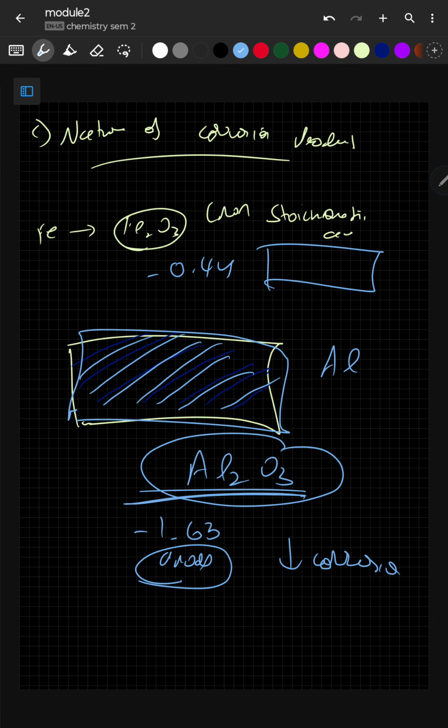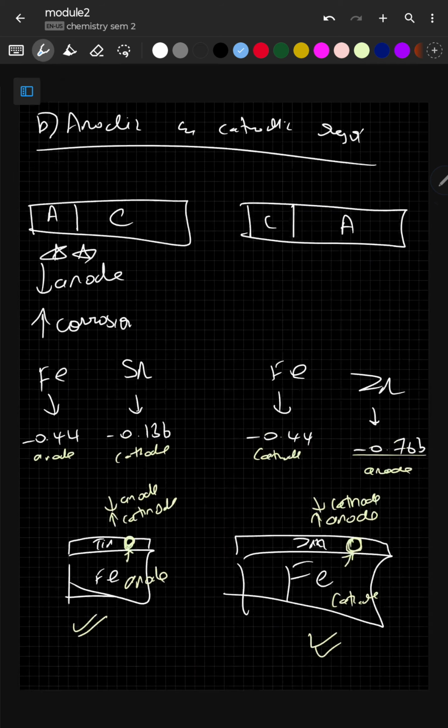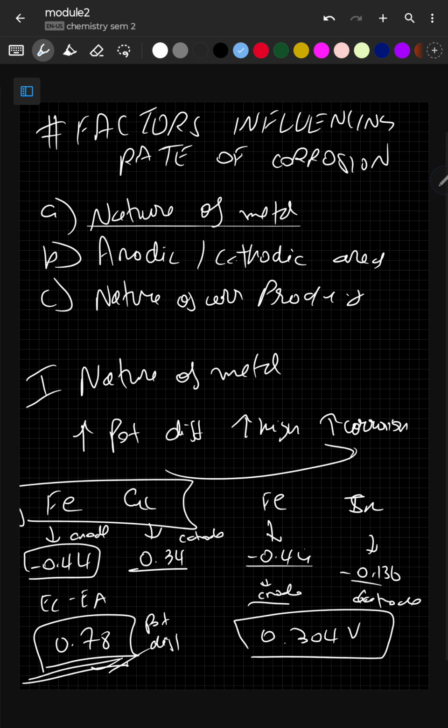So these are the few factors affecting corrosion. You have to remember, first of all, the heading for what we are studying: factors affecting corrosion. One is the nature of metals being used, then the relative anodic and cathodic region, and then the nature of the corrosion product. So if you remember consciously, then you will do it.